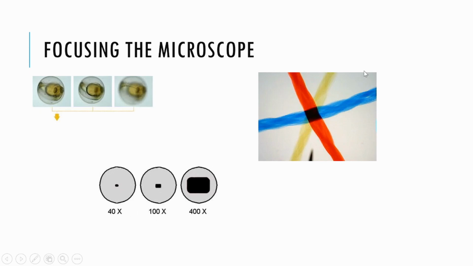So when you look at something like threads, like these red, yellow, and blue threads, when you look at it at 40x, all of the threads may appear to look somewhat in focus. But as you go up to the 100 and the 400x magnifications, you'll notice that only one thread can be in focus at a time. Because as we increase magnification, our depth of field goes down. They're inversely related to each other.